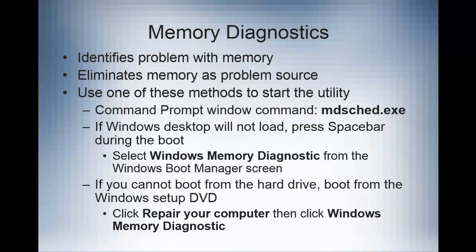mdsched.exe. Once you can get Windows to boot up, press the start bar and run a memory diagnostic from your Windows Boot Manager screen. If you can't get this far, then put in your repair disk, or if you have your original Windows setup DVD, put that in. As it loads up, make sure you change your boot order. Click on the repair your computer option, and then you'll have a screen pop up with these different options. Click on the Windows Memory Diagnostic to run that tool.